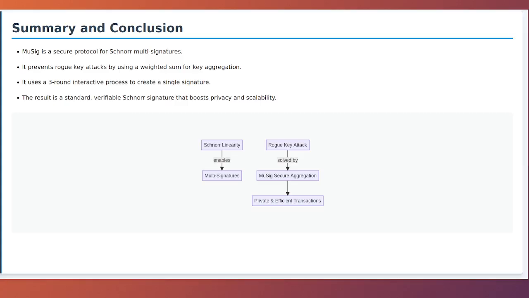The beauty of MuSig is that this complex interaction results in a single, standard Schnorr signature. This signature is compact, efficient to verify, and completely obscures the fact that multiple parties were involved. MuSig is a masterful piece of cryptography that unlocks the full potential of Schnorr signatures, enabling systems that are more private, scalable, and secure.